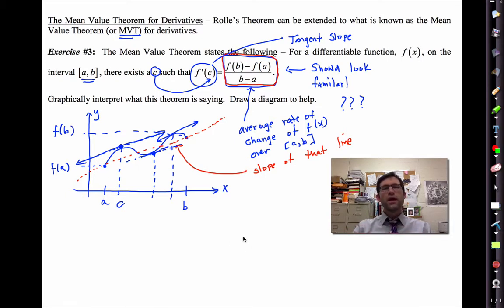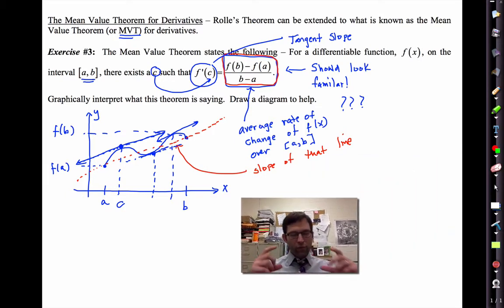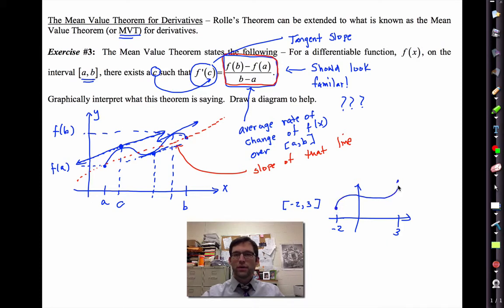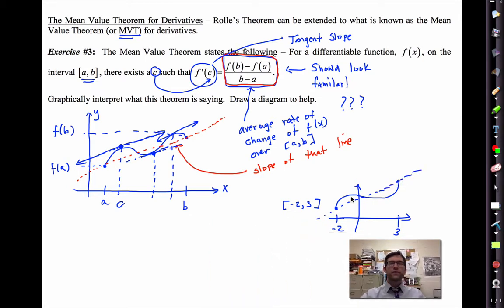Isn't that cool? The mean value theorem says that if we've got an interval, some x to x interval, so -2 to 3, and we know that our function is differentiable, so it's smooth, and we have these two y values, 0, doesn't really matter, then somewhere along the line, the average rate that the function is changing will be the same as the instantaneous rate.